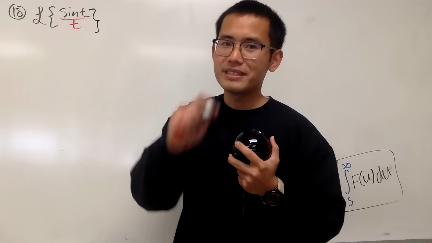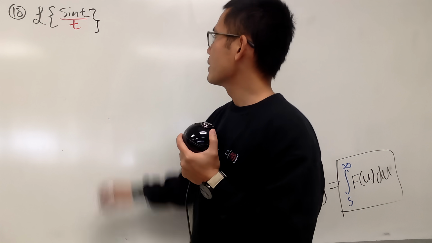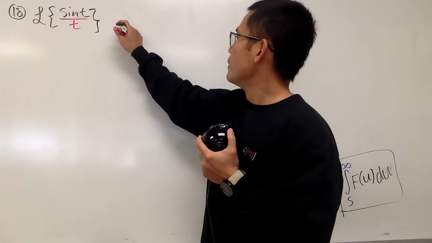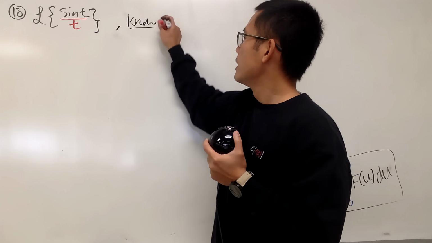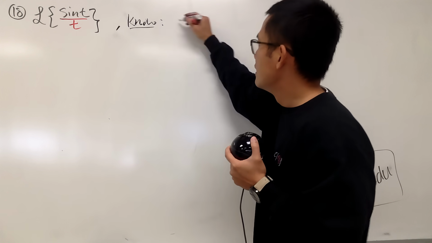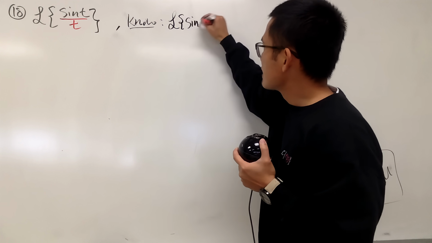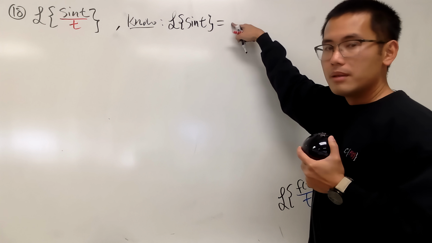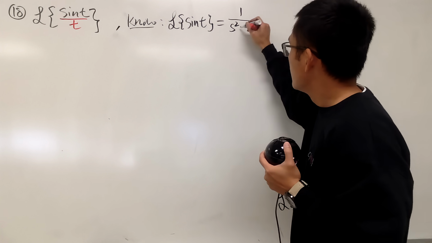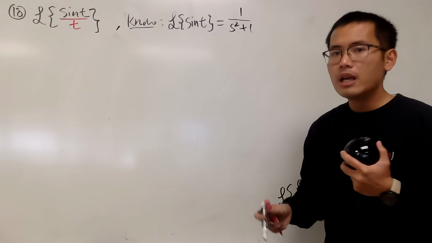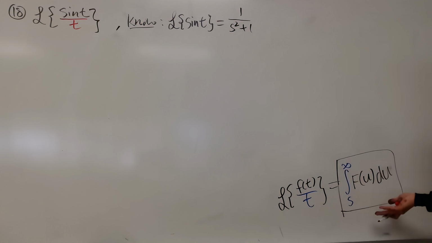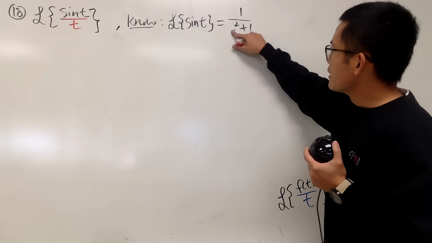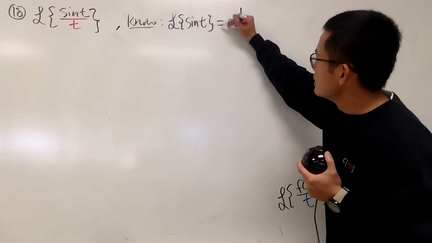First things first. Perhaps I will write it down right here. We know that, what's the Laplace of sine t? This is just sine of 1t, yeah? So it's 1 over s squared plus 1. That's what we know. And again, we are about to integrate, so I'm not going to use s. Instead of the s right here, we'll just change to u, right?